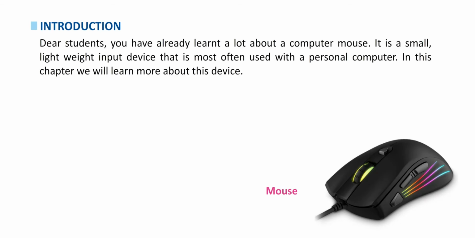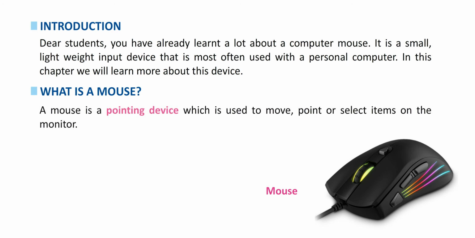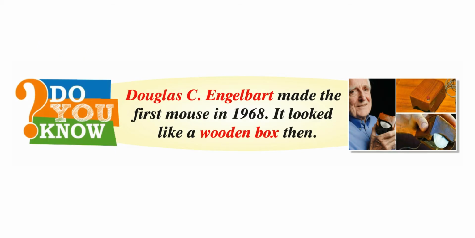Introduction. Dear students, you have already learnt a lot about a computer mouse. It is a small, lightweight input device that is most often used with a personal computer. In this chapter, we will learn more about this device. What is a mouse? A mouse is a pointing device used to move, point or select items on the monitor. Do you know, Douglas C. Engelbart made the first mouse in 1968. It looked like a wooden box then.